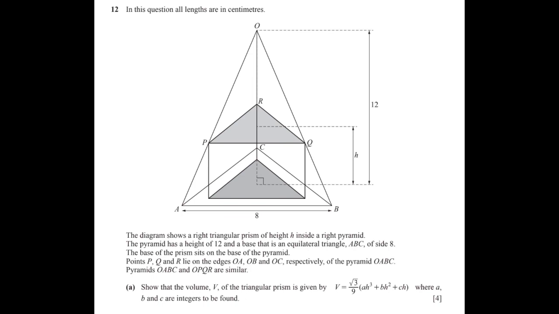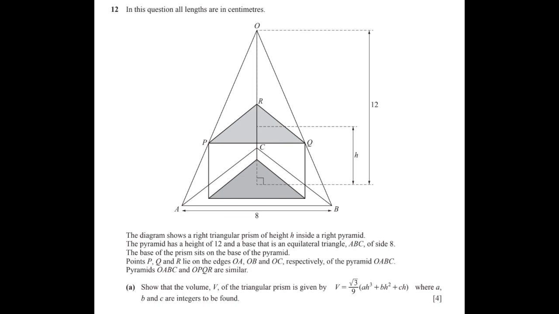We're going to get into 3D shape. Okay, so we have a pyramid, and the base is an equilateral triangle. Inside the pyramid, we have a triangular prism. The top and the bottom of the prism is also an equilateral triangle. And what we're going to do here is change the height until we can find the maximum volume of the prism inside the pyramid.